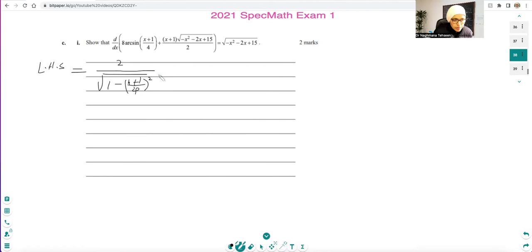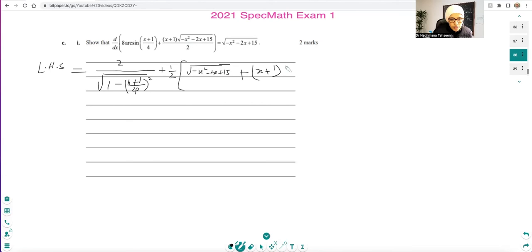So we have x plus, this can be simplified, minus x squared minus 2x plus 15. Remember that we need to use the product rule there, right? So I will use the product rule. This will be equal to x plus 1, whose derivative is 1, times the square root of minus x squared minus 2x plus 15, plus x plus 1 as it is.